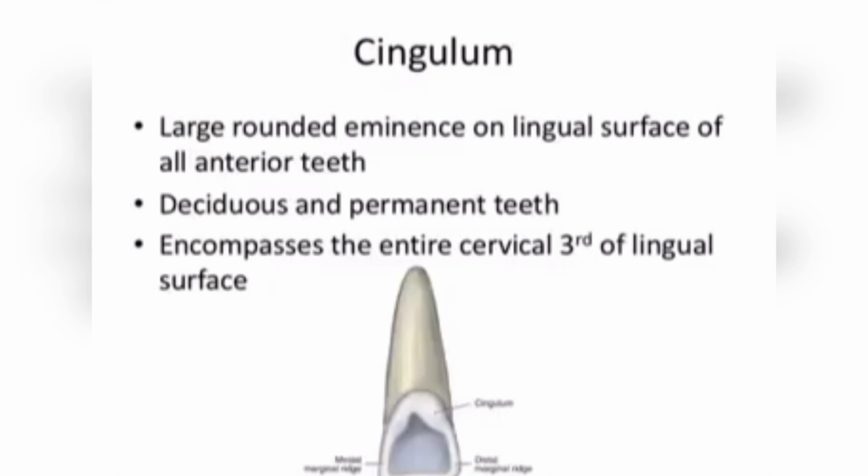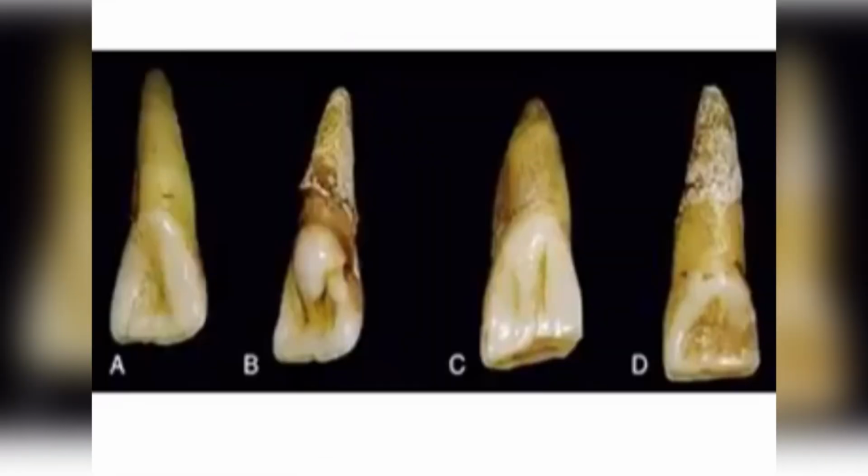Cingulum. Cingulum is a large rounded eminence which is present on the lingual surface of all anterior teeth. It is present on deciduous as well as the permanent teeth. It is a convexity. It encompasses the entire cervical third of the lingual surface. You can see the cingulum in this picture.